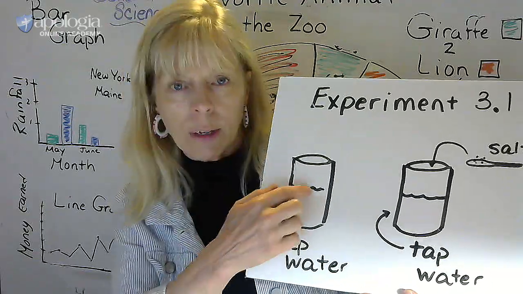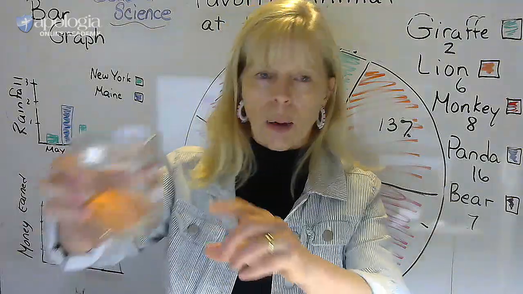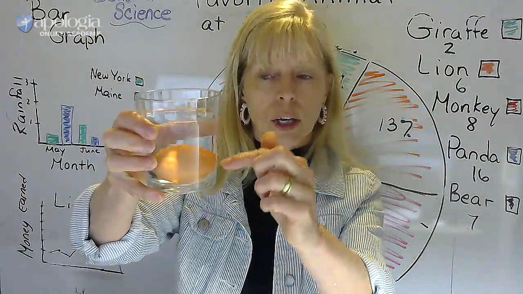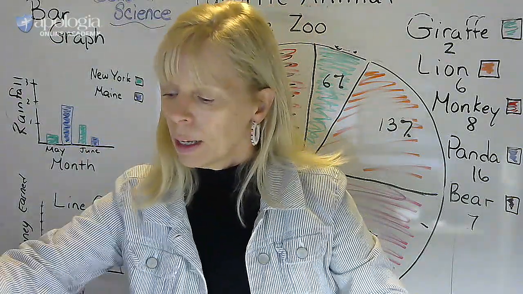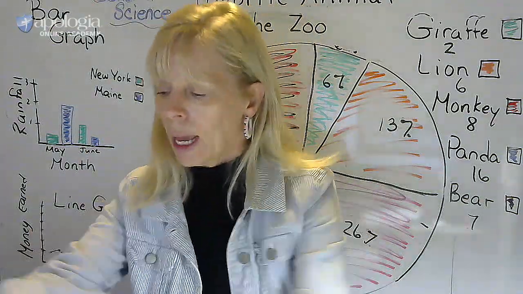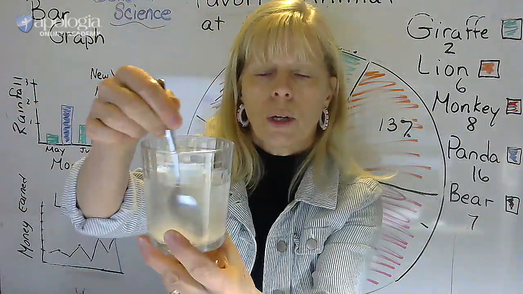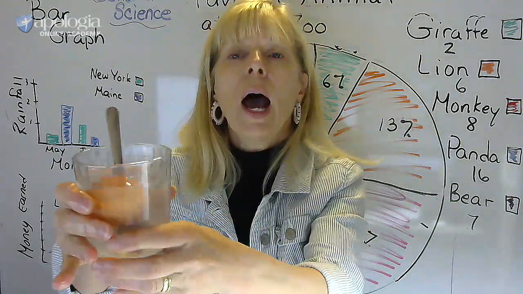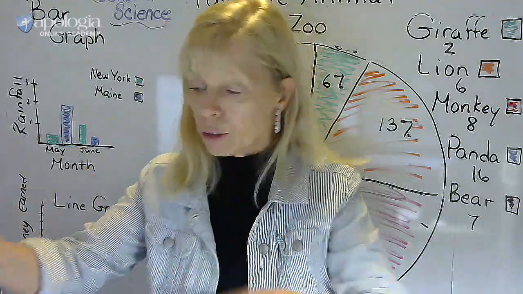So they have it all set up, and they take their tap water glass and put an egg in it, and obviously the egg sinks. So the egg is denser than the water. Then the experiment says to add salt to the water, teaspoon by teaspoon. As you do, you put an egg in there and see how many teaspoons of salt it takes for the egg to start to float.